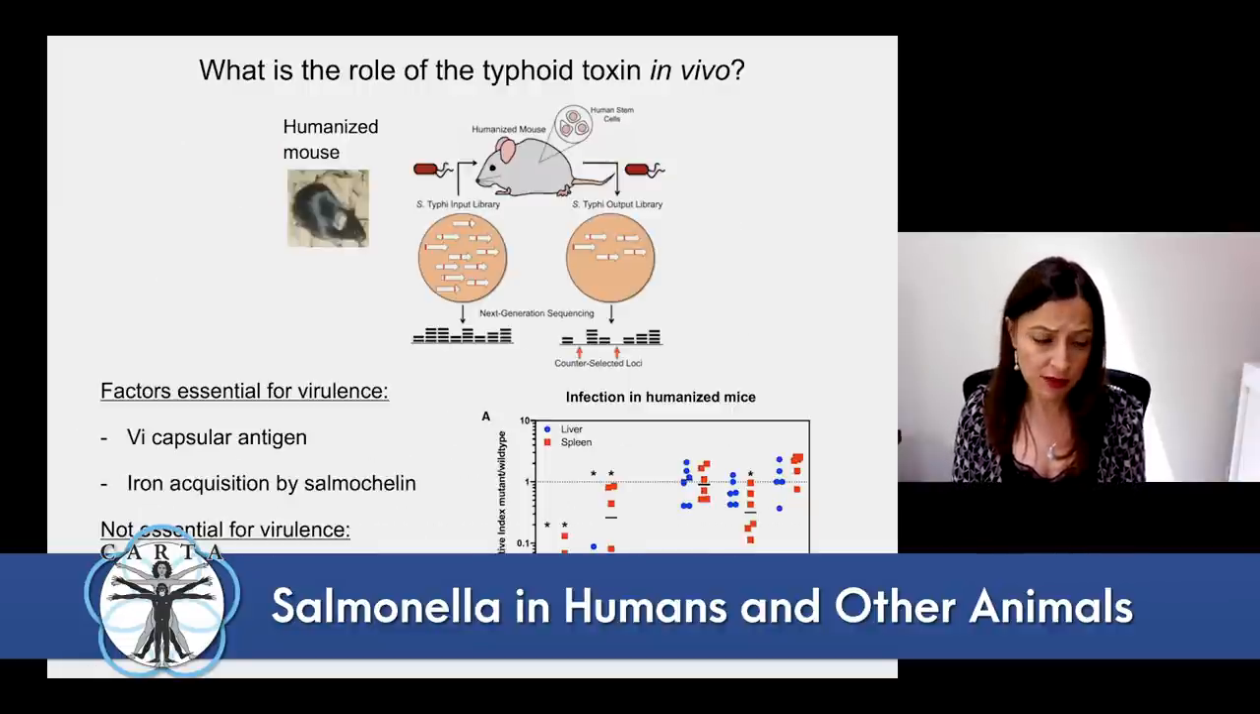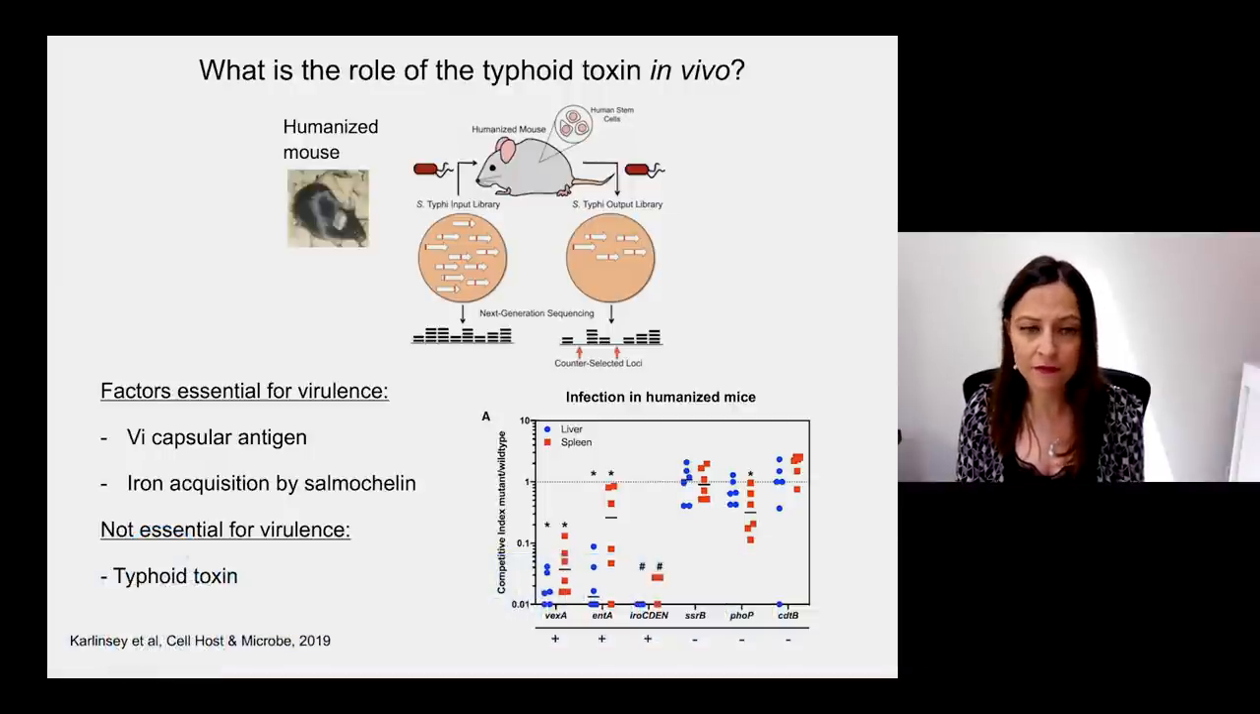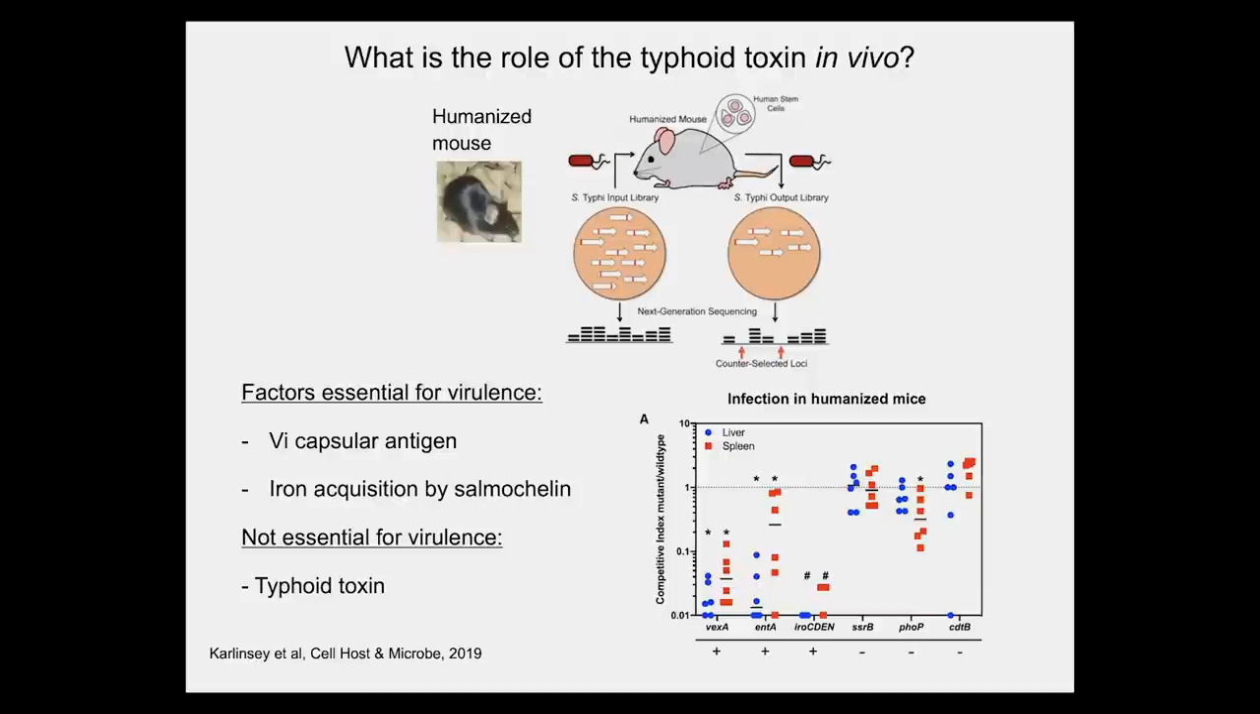And to study Salmonella typhi in vivo, investigators are now using, for example, humanized mice with human stem cells. And for example, in this study by Ferric Fang's group, a mutant library of Salmonella typhi was used to see what virulence factors were essential in this model. And it was found that the Vi capsular antigen was essential, and so was iron acquisition by salmochelin, essential for lethality in this model. And in this model, they didn't find a role for the typhoid toxin, but then again, these are mice, although they have a human immune system, so there could be some important factors that are not considered in this model.